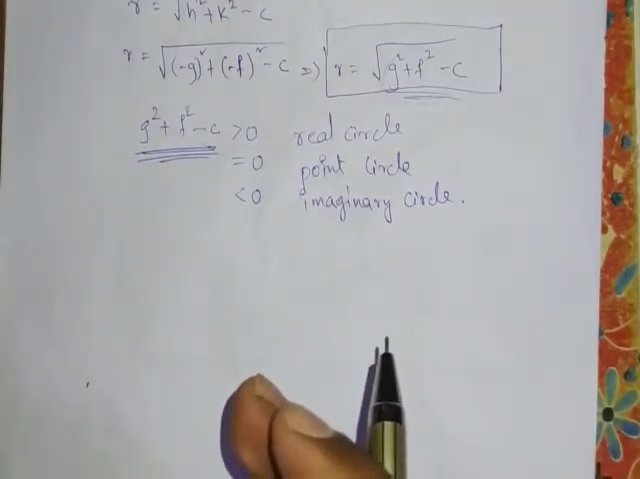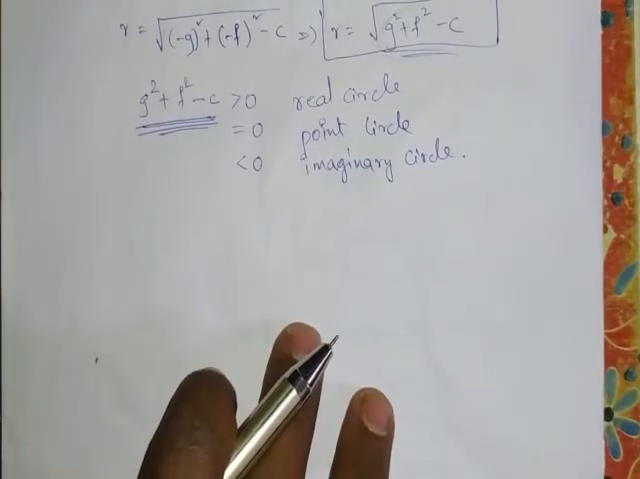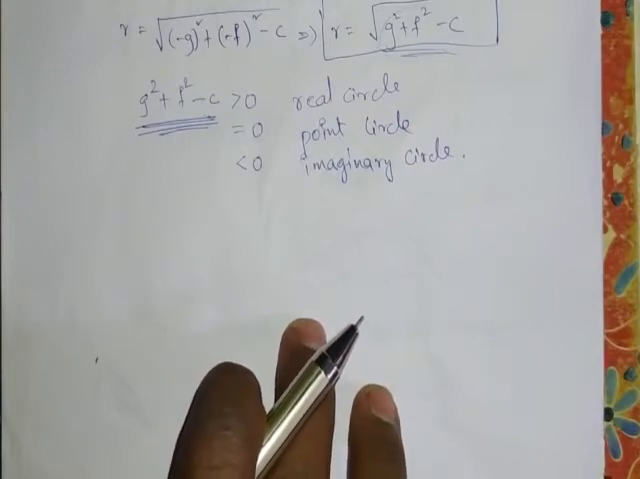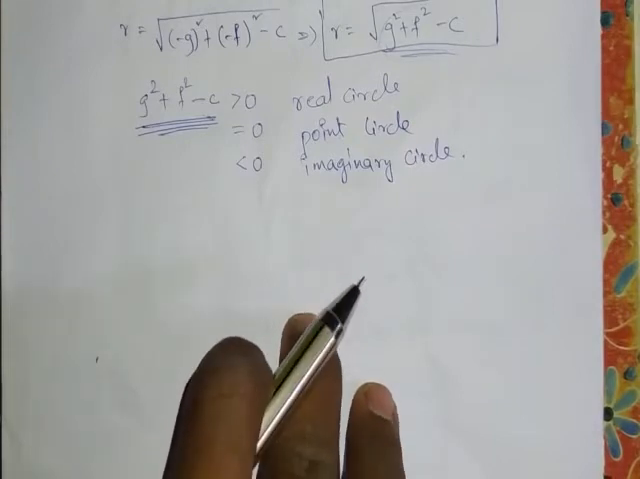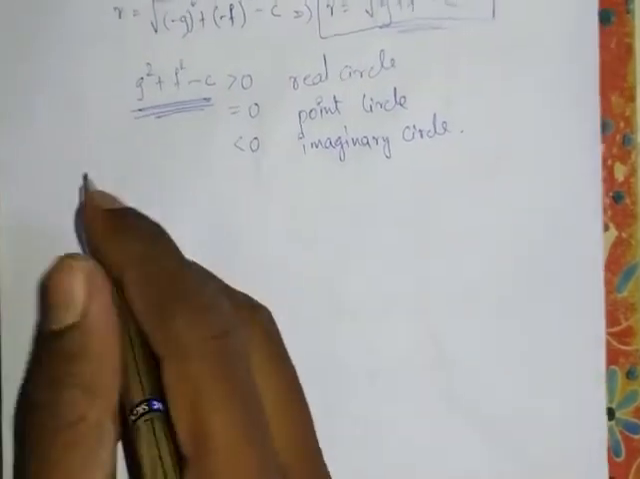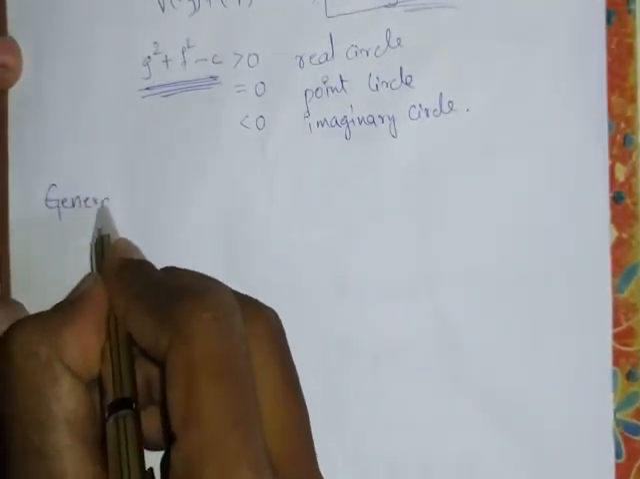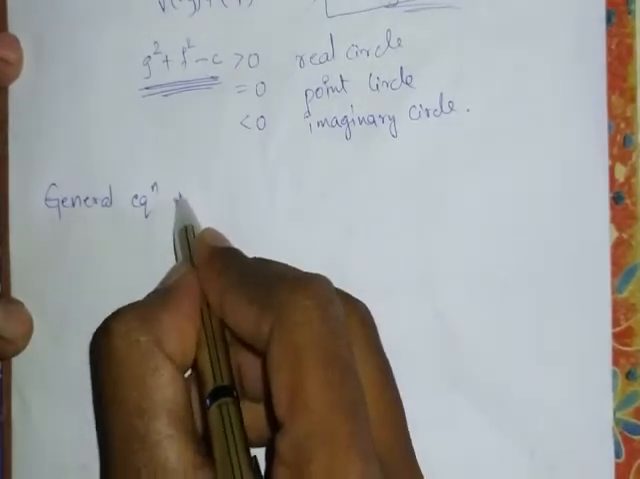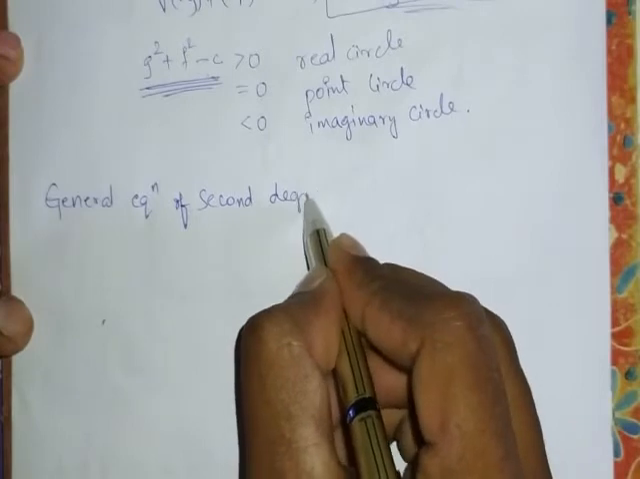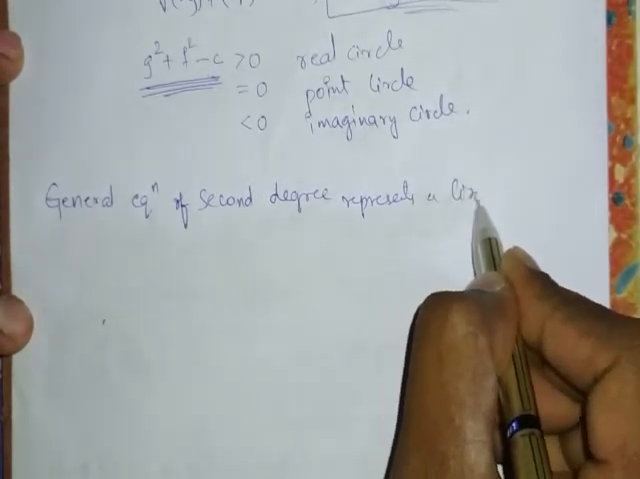And if the equation is in this form, x square plus y square plus 2gx plus 2fy, we can do it in this way. This is just easy. So if we want to solve a second degree equation, I'll show. Let us now see the general equation of second degree that represents a circle. I'll show you how it looks.